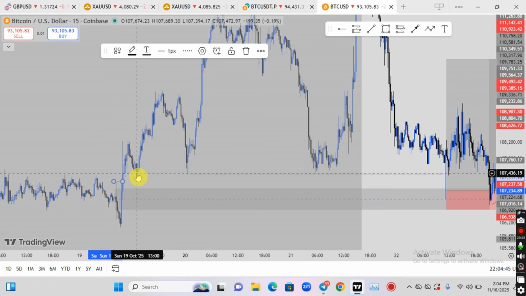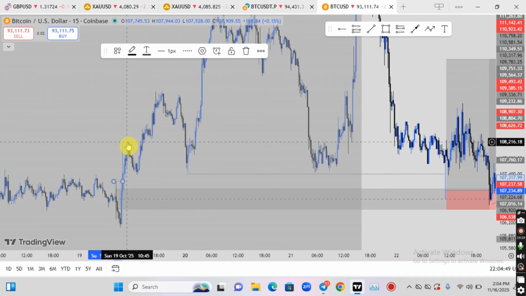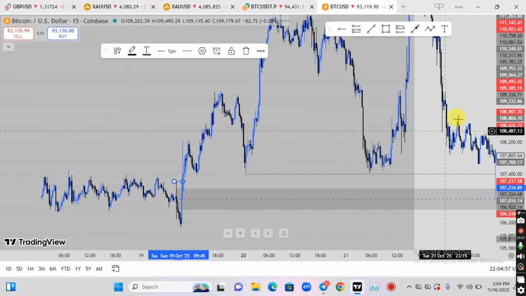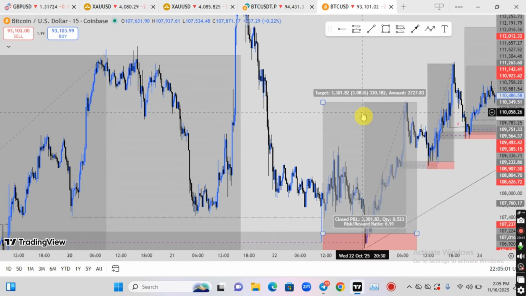Then this was the first pullback. Then now it continues pulling back. For this pullback to be valid, it has to pull back again, right? You now pull back. I was patiently waiting for it to be a successful trader. You have to be patient. I was patiently waiting for it to now tap to my entry here and then move.